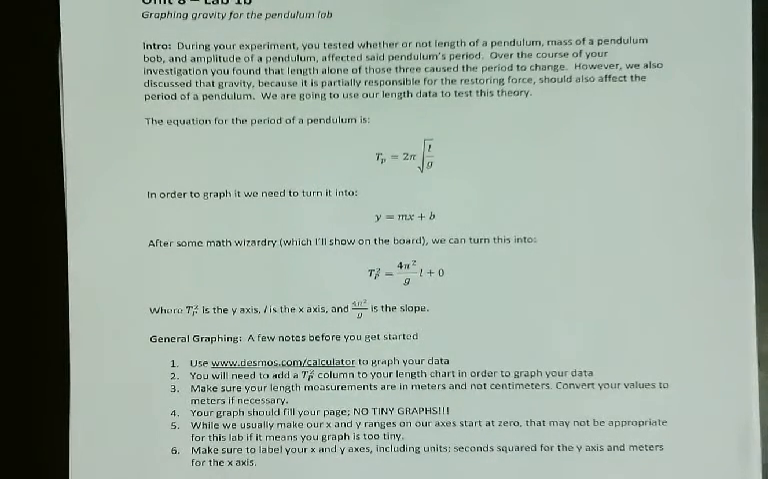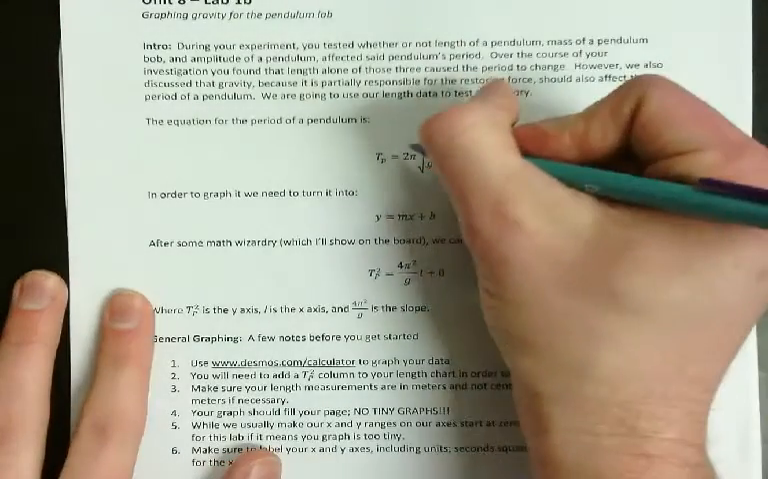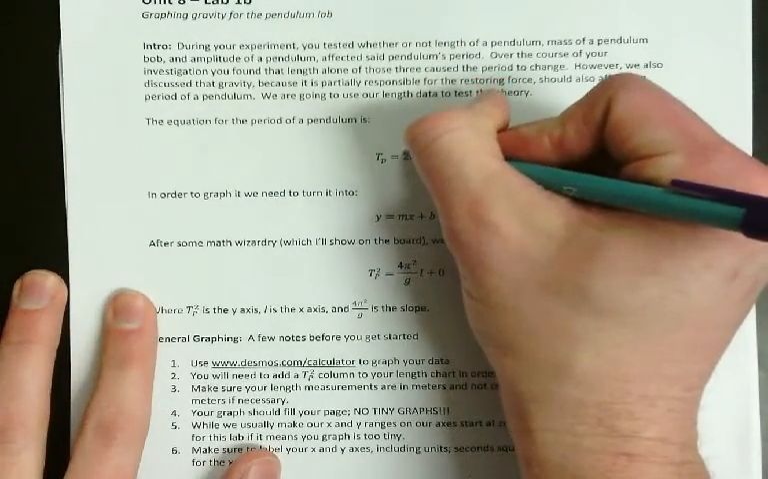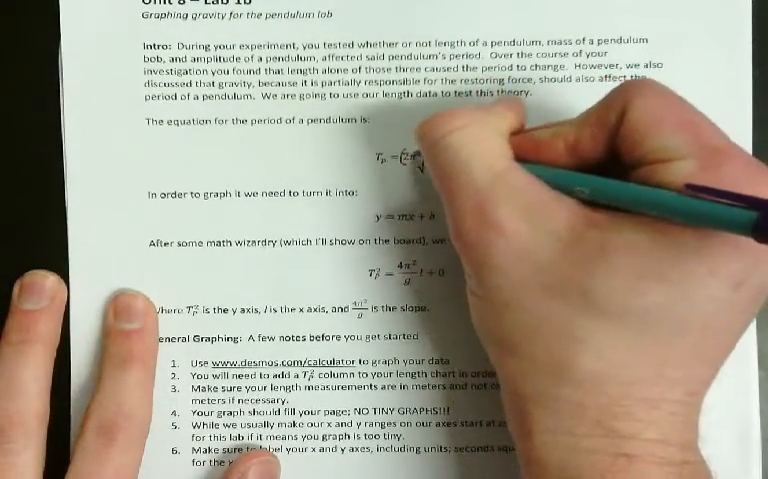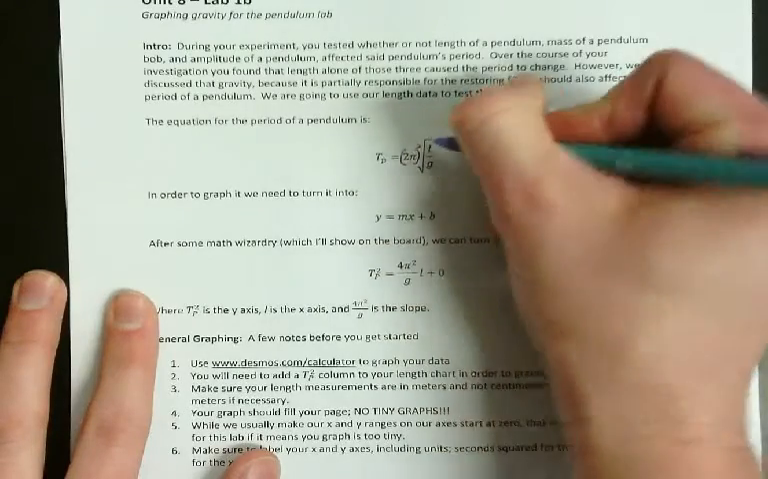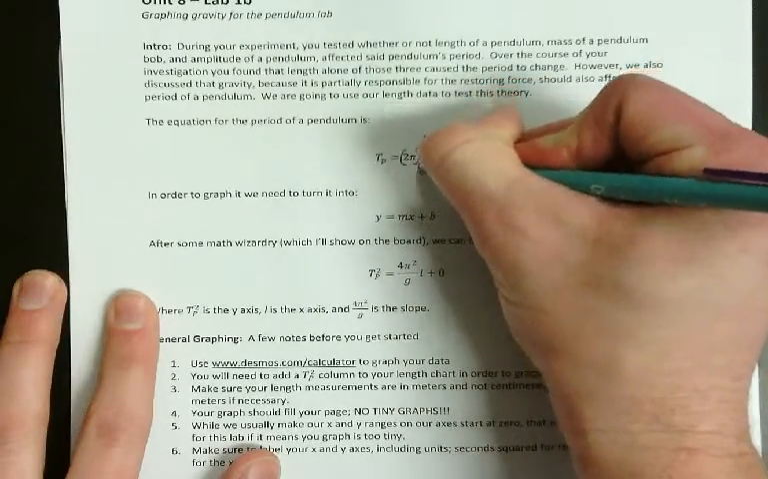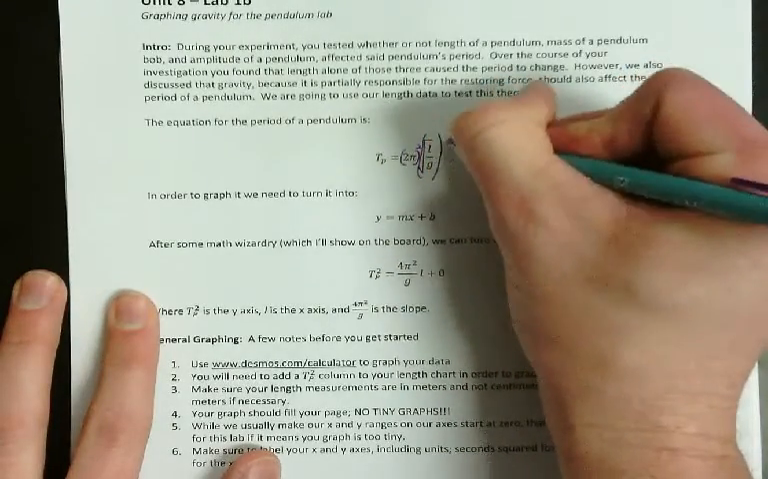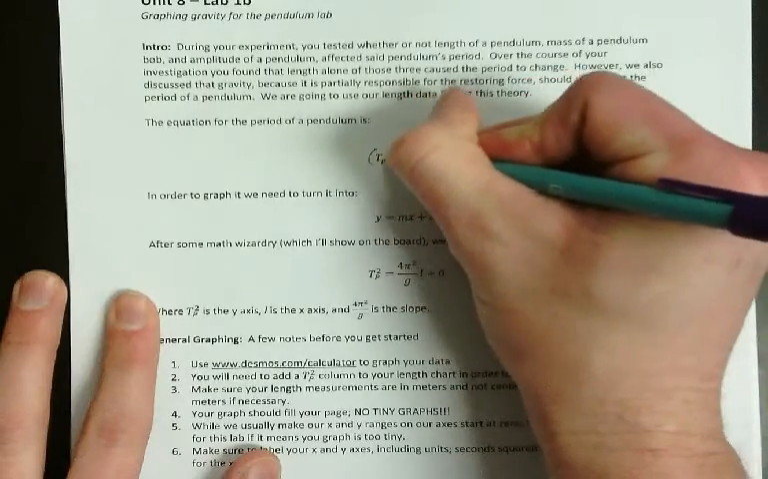The problem is right now it's got that square root, so we can't do anything until we get rid of the square root. We're going to do that by squaring everything. We're going to square the 2 pi. We're going to square the square root of L over G. We're going to square the period.